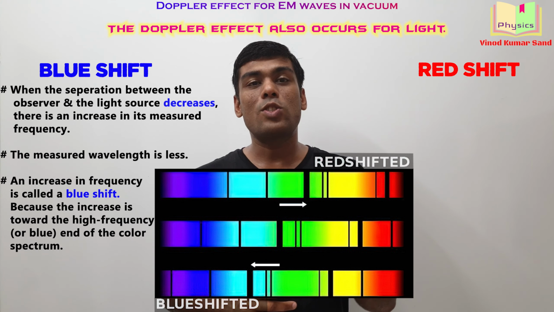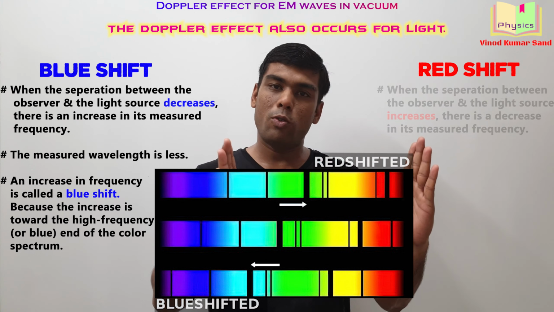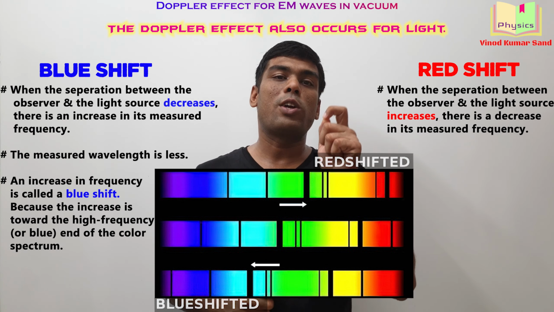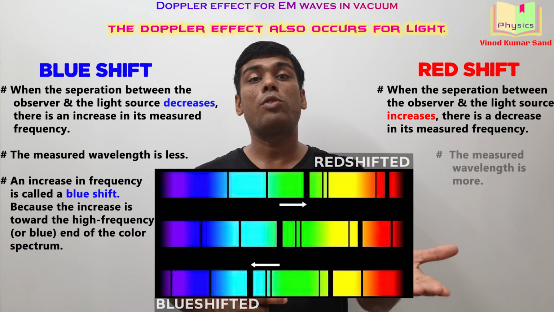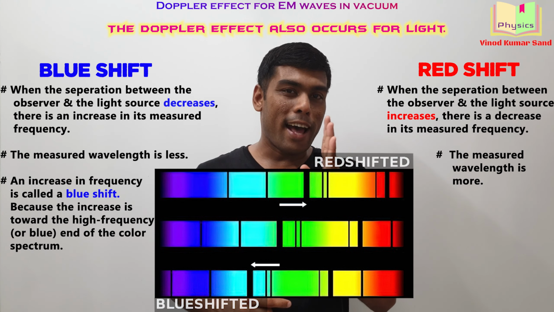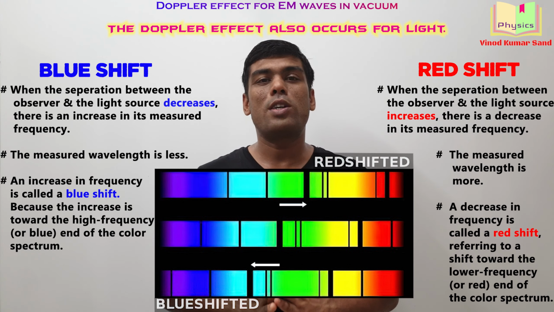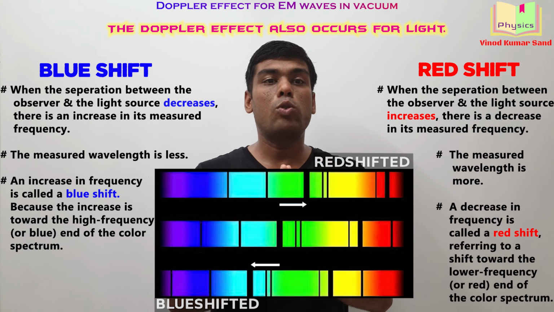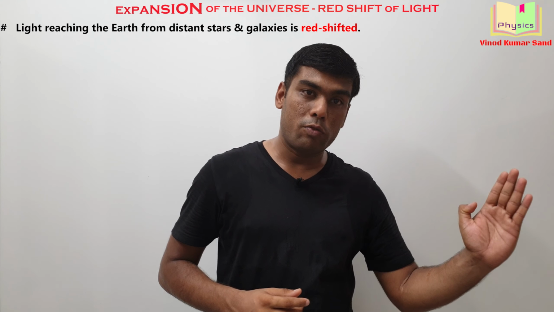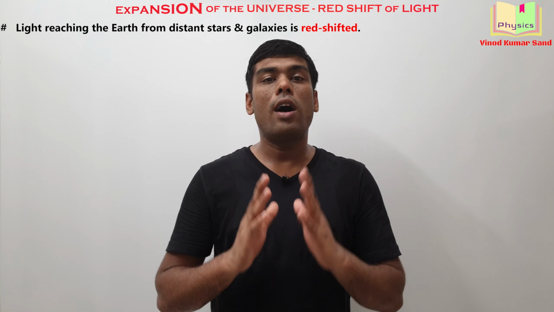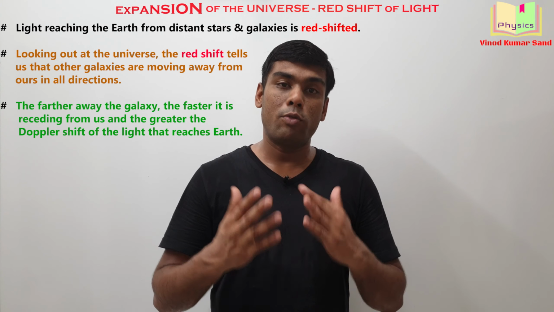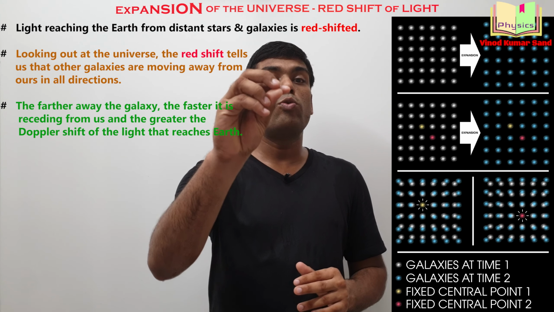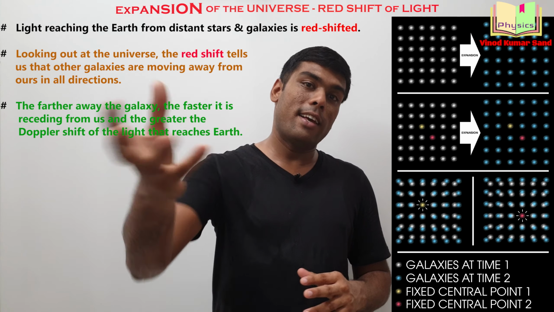And in the second case, when the separation between the source and observer is increasing, the measured frequency will be less, the measured wavelength will be more, so the entire color spectrum will get shifted towards the red end, which we call the red shift. Actually, if we take the spectrum of the light coming from distant galaxies, that spectrum appears to be red shifted. It indicates that all other galaxies are rushing apart with respect to us, and it is true for any other observer in any other galaxy also.